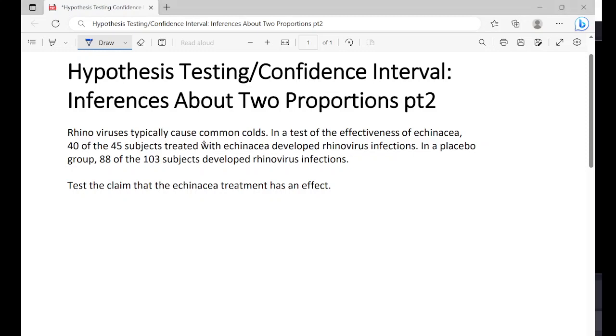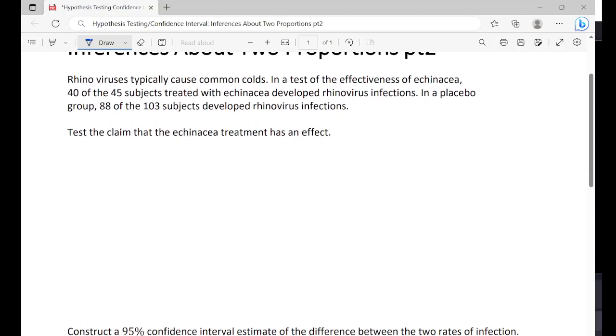Rhinoviruses typically cause common colds. In a test of the effectiveness of echinacea, 40 of the 45 subjects treated with echinacea developed rhinovirus infections. In a placebo group, 88 of the 103 subjects developed rhinovirus infections. Test the claim that echinacea treatment has an effect. So, we're going to be taking all this information and we're going to test the claim that echinacea has an effect.